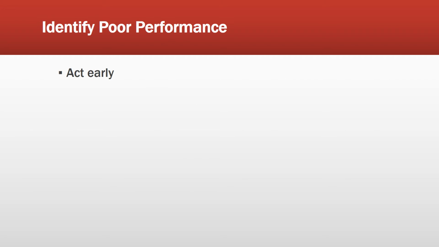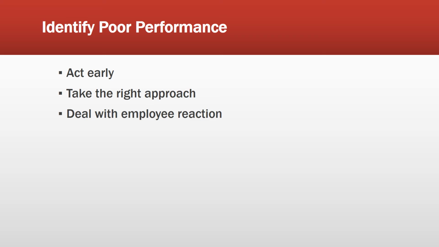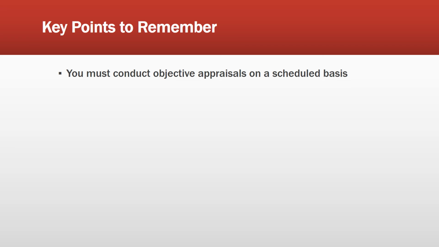It's very important that poor performance is acted on early, and the right approach needs to be taken here. And what we want as the right approach is a self-development approach. We want you to be able to deal with a reaction that might come from an employee who considers that what you are saying is absolutely not true. So please remember to have your evidence for anything that you are going to say. Handle continued poor performance. If you don't handle it, it will become a bigger problem.